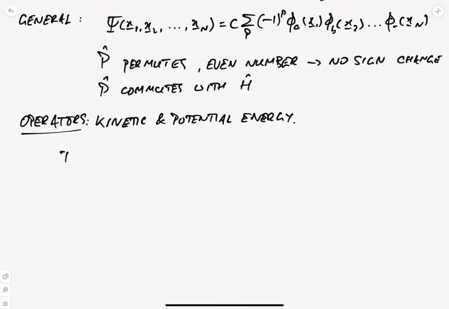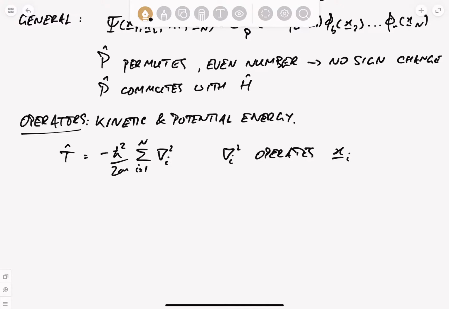Now we can write the kinetic energy operator in a very simple form. It's minus h bar squared over 2m, where m is the mass of the electron, h bar is the reduced Planck's constant. Sum from i equals 1 to capital N of del squared i, and note that del squared i operates only on ri.